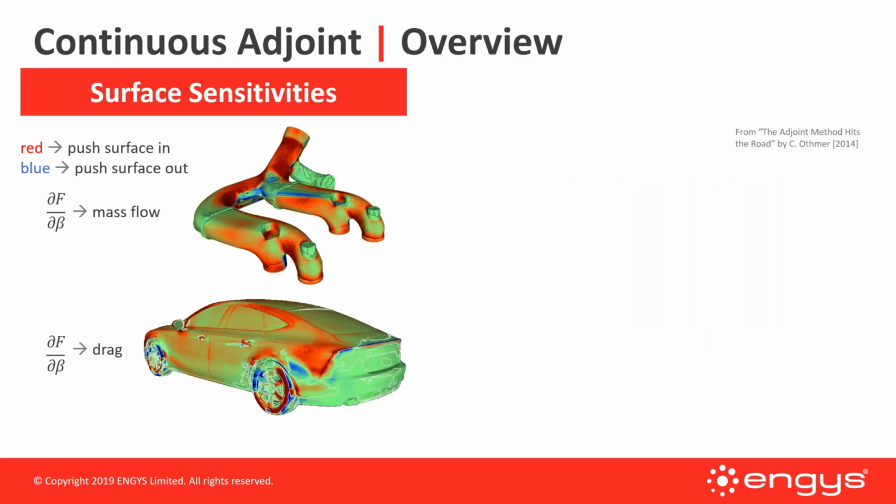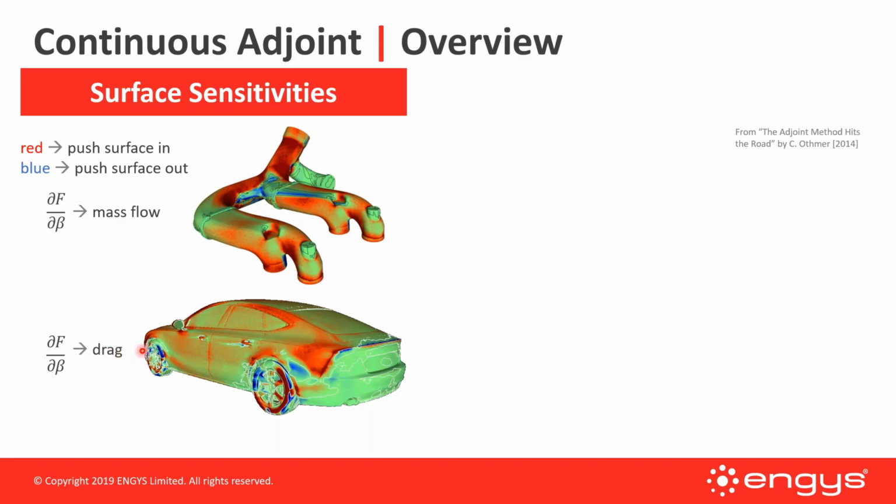What do we do with this information? Well, with surface sensitivities, we're given a color map. And this color map changes based on what the objective is. So for example, if we're trying to have equal mass flow between these four outlets within this manifold, we might be given this color map where red would tell us to push a surface in and blue might say to push a surface out in order to split the mass flow between these four outlets more evenly.